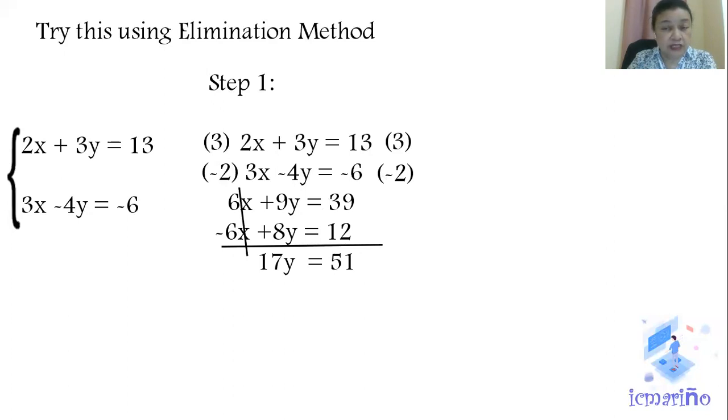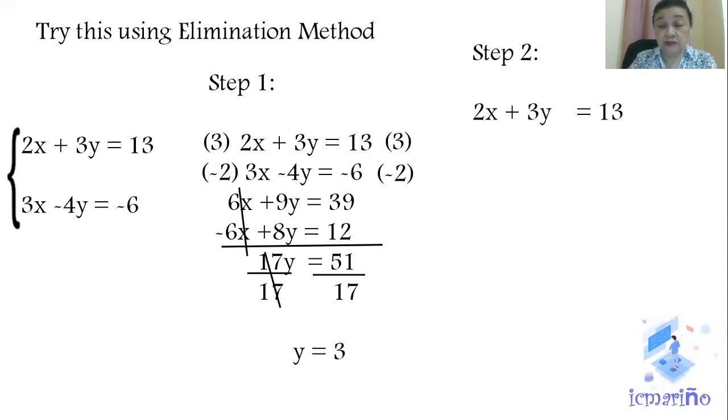Now we need to eliminate 17, or cancel out 17. We divide both sides by 17, and y equals 3. And substituting the value of y, we can now solve for x. So we use the first equation, 2x plus 3y equals 13. So we have 2x plus 3 times y, which is equal to 3.